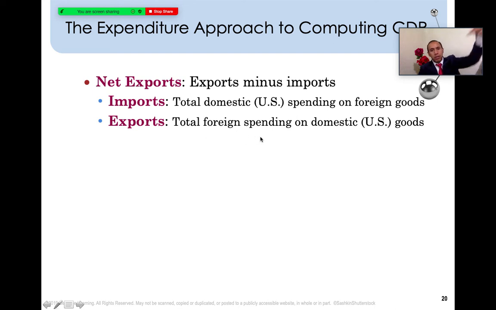Exports are total foreign spending on U.S. goods. If the U.S. is producing goods, then someone else can be buying them. That's an export. But for the U.S., when you take the difference of those two, if you have more imports than exports, you have a trade deficit. If you have more exports than imports, you have a trade surplus. If your imports are equivalent to your exports, you have a trade balance.